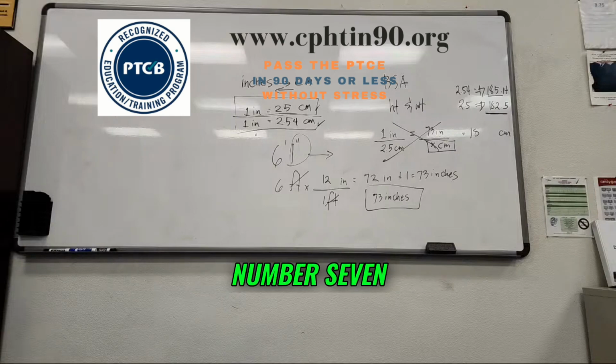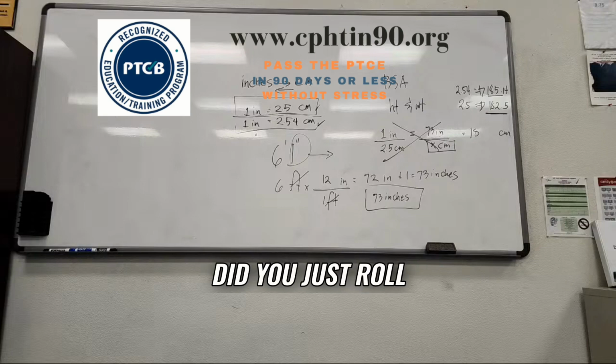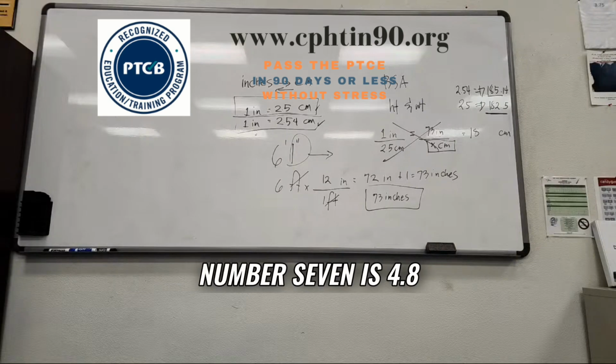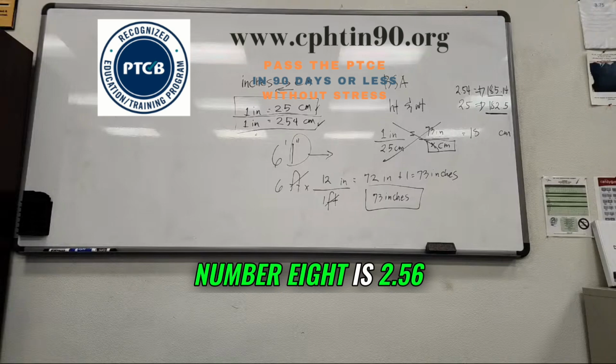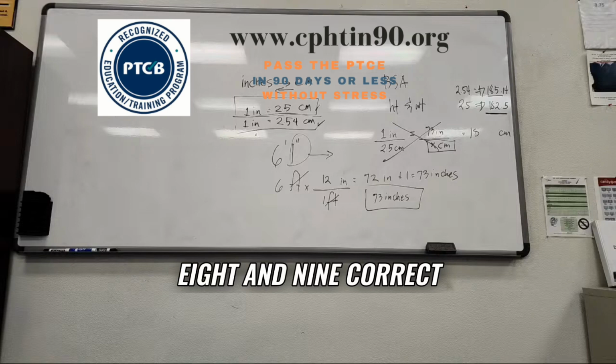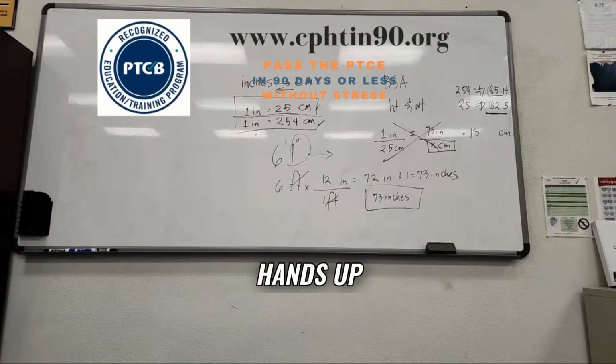Check again, number 7, Manny. You have 4.8. Yeah, 4.8. Is it 4.8? You just wrote it wrong? Yeah. Okay, so again, number 7 is 4.8. Number 8 is 2.56. Number 9 is 11.25. Who got 7, 8, and 9 correct? Hands up. Okay, good job.